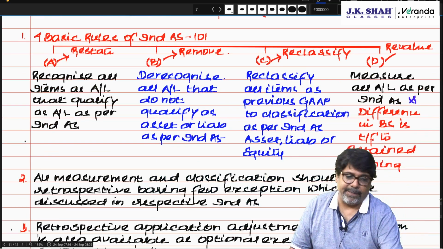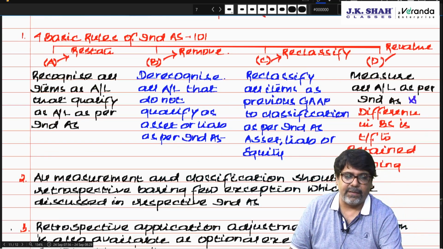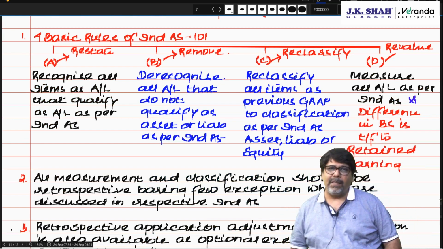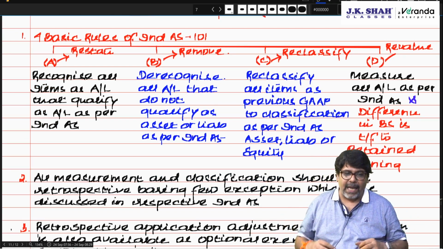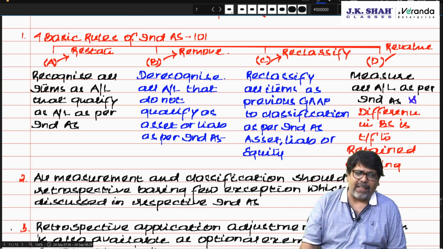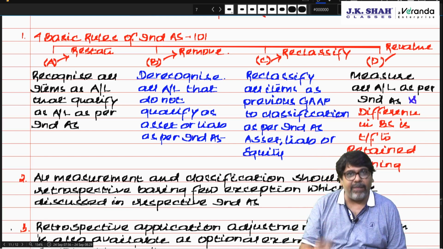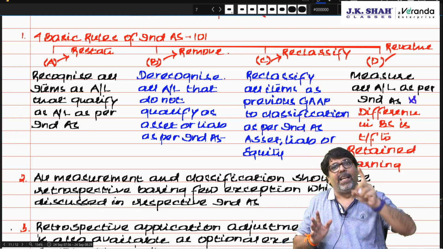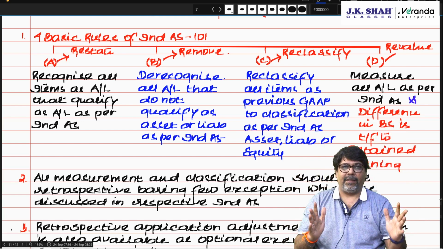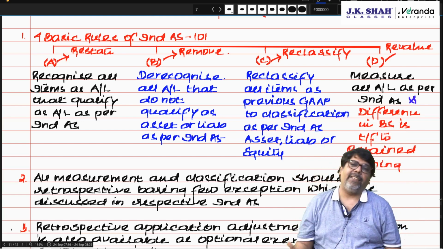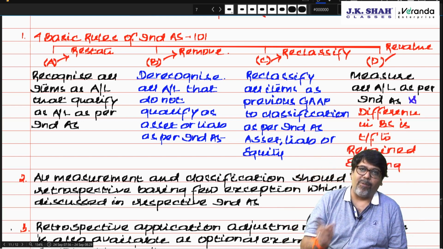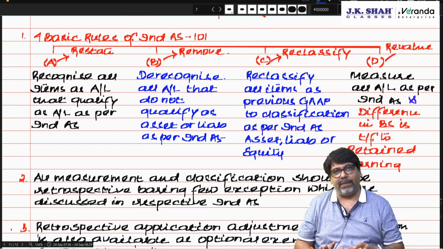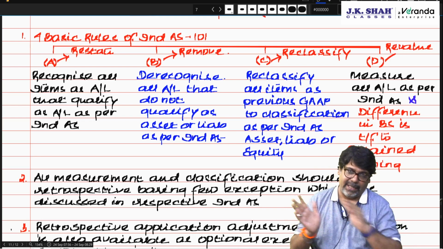Then chartered, first time adoption is there. First time adoption. What does Ind AS 101 talk about it? It says that all assets and liabilities that qualify as assets and liabilities as per Ind AS should be recognized. The first point, you have the old balance sheet. Recognize all items as assets and liabilities as per Ind AS.